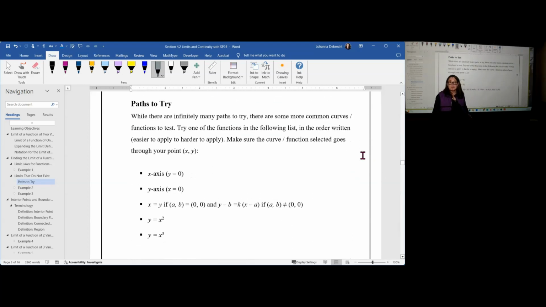There are infinitely many paths to try. We saw that earlier in the picture. There are lots of ways to go from the ordered pair XY to the ordered pair AB. You just have to draw it without picking up your pen.